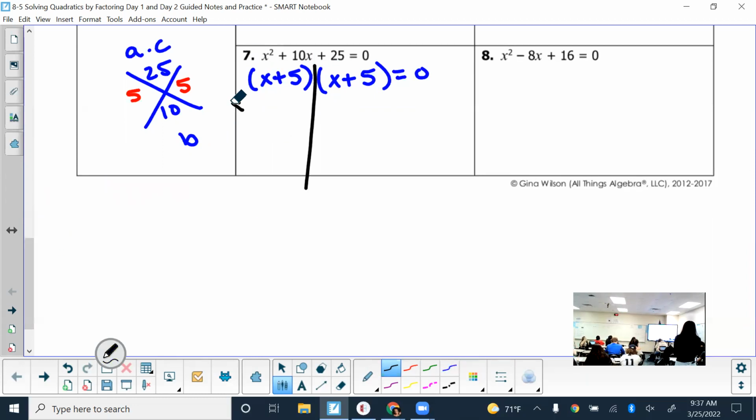Set each factor equal to 0 and solve for x. So factors are things that you multiply together, like parentheses times this other parentheses. So x plus 5 equals 0 and x plus 5 equals 0. How do you get the x by itself?